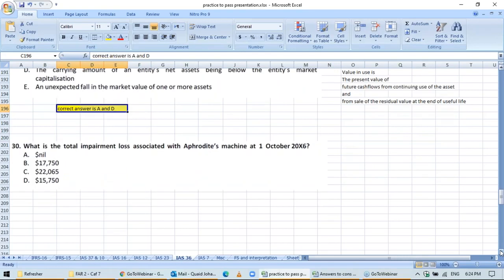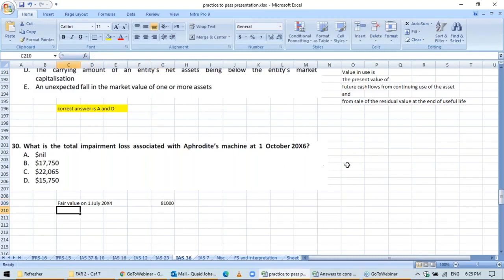What is the total impairment loss associated with Aphrodite's machine at 1st October 2006? So now they are talking about somewhere later, on 1st October 2006. So what happened is that they revalued the machinery, the same machinery we were talking about earlier. When they revalued the machinery, it was appearing at fair value on 1st of July 20x4. So they brought the machinery to 81,000, right, which was its fair value.